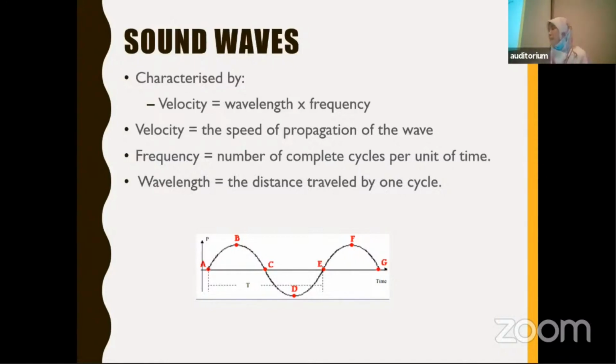What is velocity? Velocity is the speed of propagation of the wave. Frequency is the number of complete cycles per unit of time, whereas wavelength is the distance traveled by one cycle. So in a biometry machine, what we have to do is set every medium velocity correctly. Make sure you are familiar with the medium velocity in our eyes.